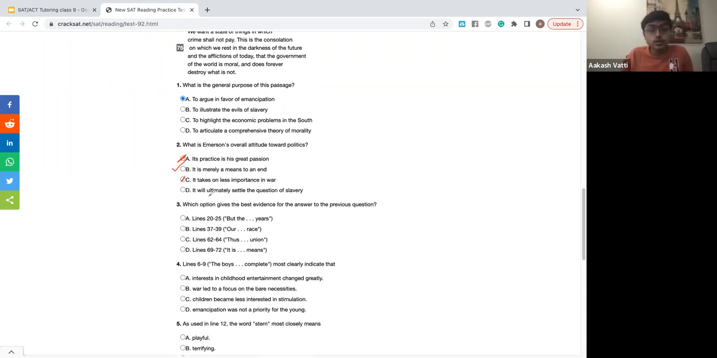It will ultimately settle the question of slavery. Not really, no. The overall attitude towards politics is that it's just a means towards the end. It won't really do anything. However, it could lead to emancipation, but it will not ultimately settle it, which basically means that due to politics, slavery immediately ends. That's not the best answer, I guess. Therefore, the answer is B.